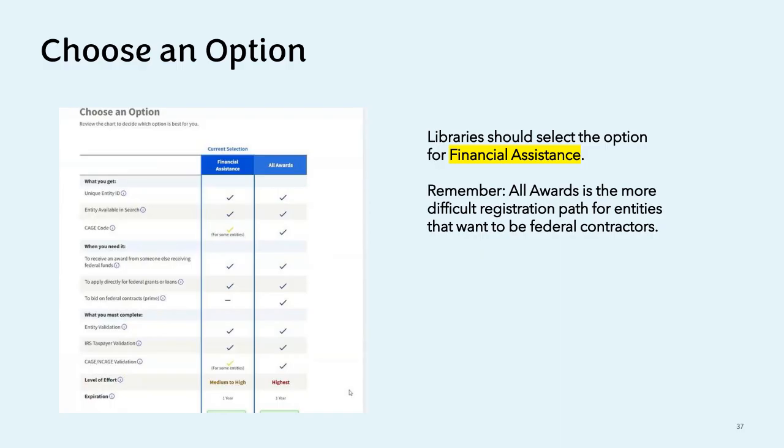Choose an option page. Again, really, really important, making the correct selection here. It will show the current selection, which hopefully is on financial assistance, since that's the best option for public libraries. So you want to make sure to hit select on that column. Again, we are staying away from all awards because that is a much higher level of effort and scrutiny.